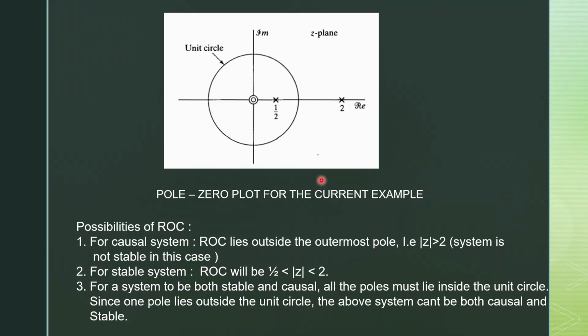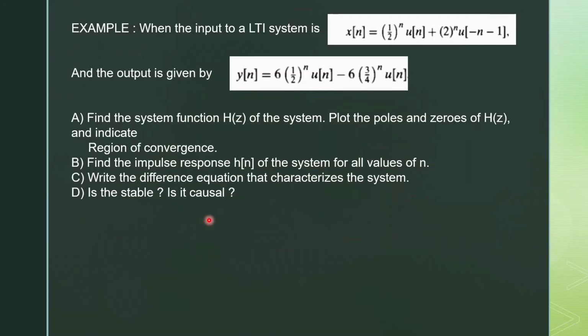For a system to be both causal and stable, all poles must lie inside the unit circle. But as you can see here, one pole, that is pole 2, lies outside the unit circle. So the above system cannot be both causal and stable. Let's solve another example.